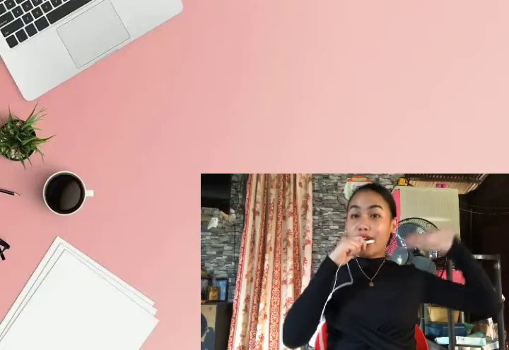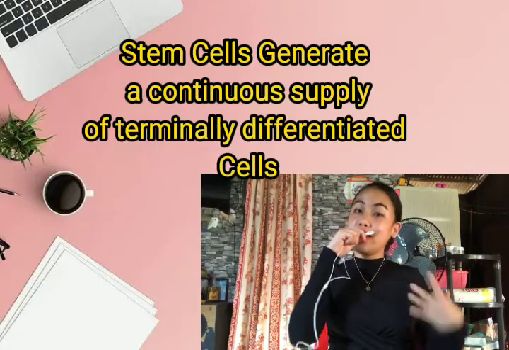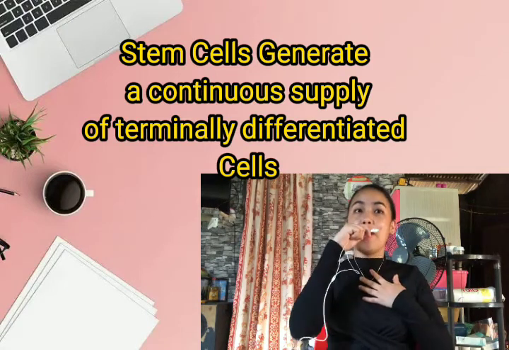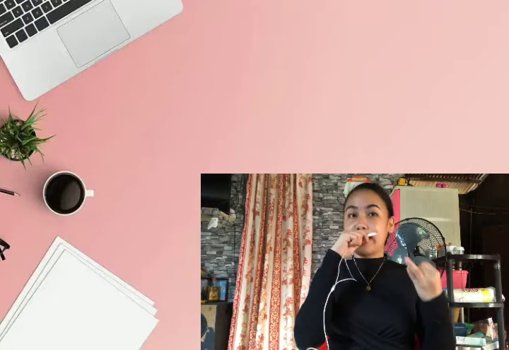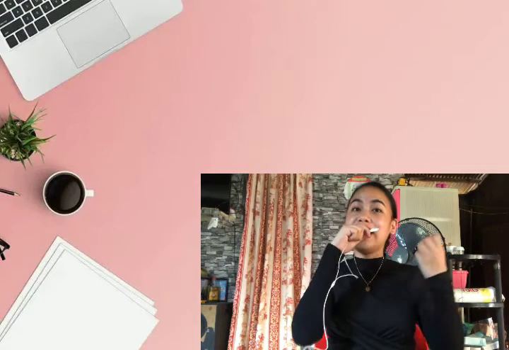Okay, so this is where the stem cells come in, wherein they generate a continuous supply of terminally differentiated cells. As we all know, many of the differentiated cells that need continual replacement are themselves unable to divide. Our red blood cells, the surface epidermal cells, and the absorptive and goblet cells of the gut lining are all of this type. And such cells are referred to as terminally differentiated, because they lie at the dead end of their developmental pathway.